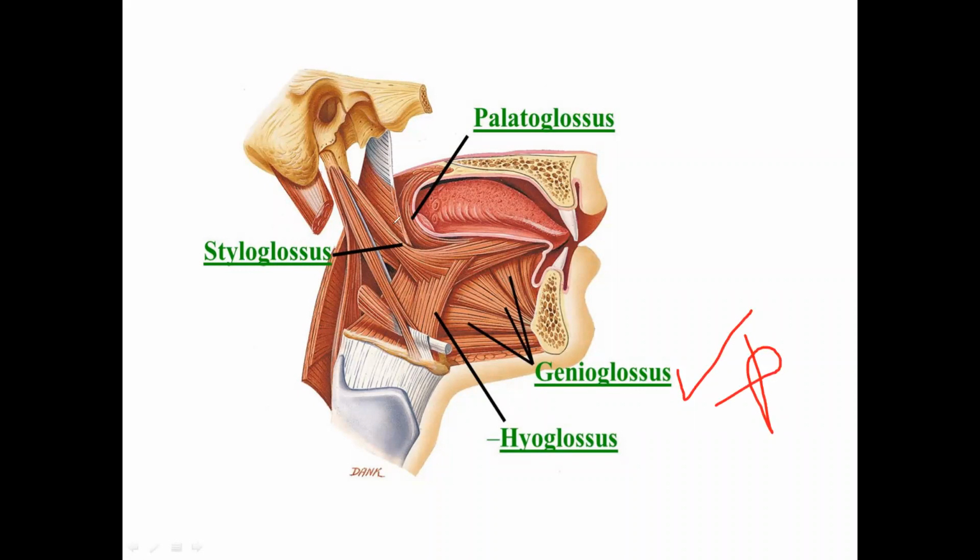Another muscle, if I say, what is the function of palatoglossus? You see, the muscle is attached to the tongue and part of it is attached to the palate. Here, this is the palate. Part of it is attached to the palate. Will it help the tongue go this direction, or will it help the tongue go this direction?